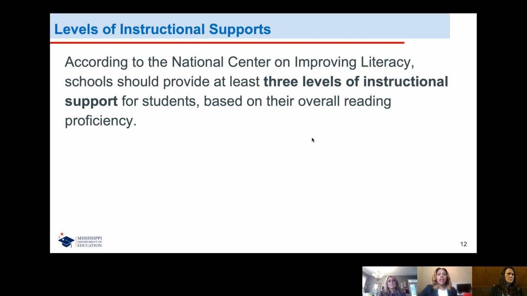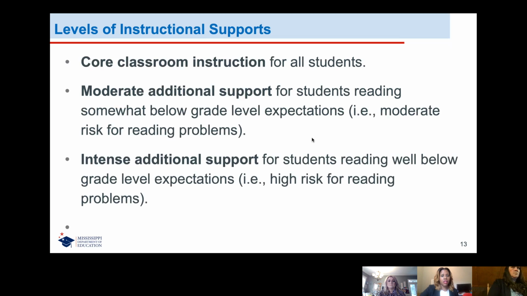In addition, the National Center for Improving Literacy identifies 3 levels of instructional support for students based on their overall reading proficiency. The levels of instructional support are core classroom instruction, and core classroom instruction should happen for all students. The next level of support is moderate additional support. This may be the support for your Tier 2 students.